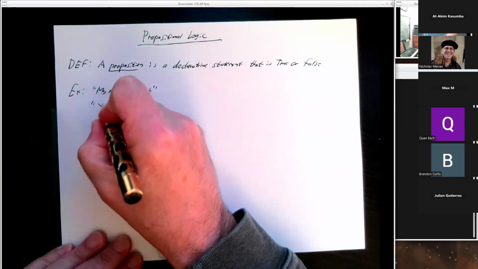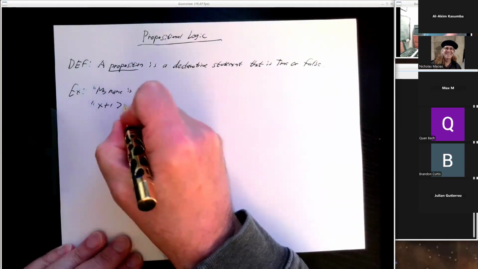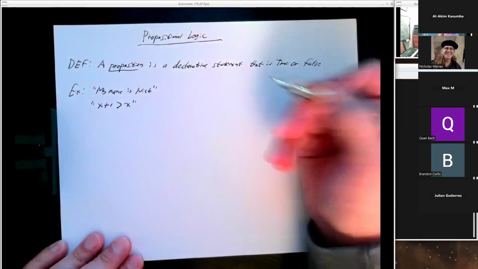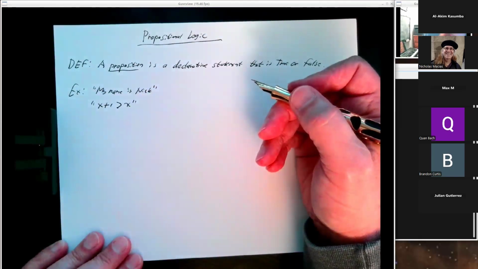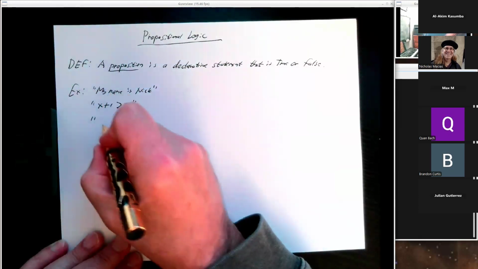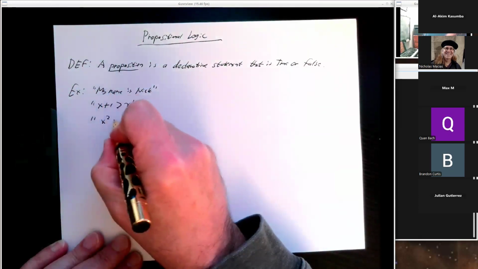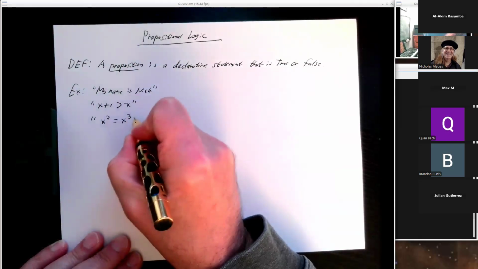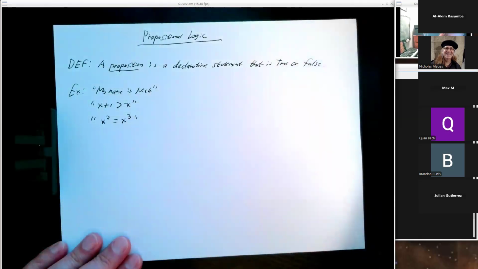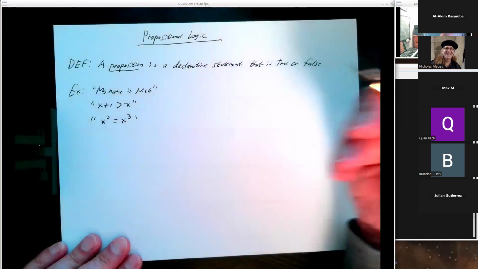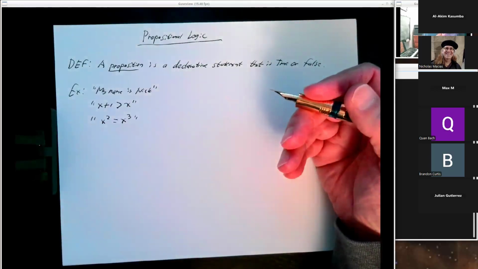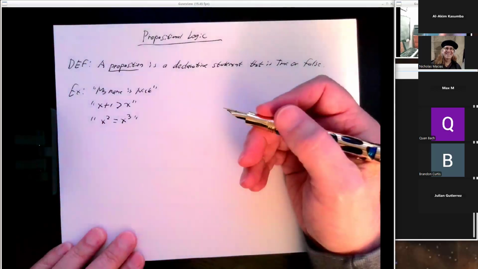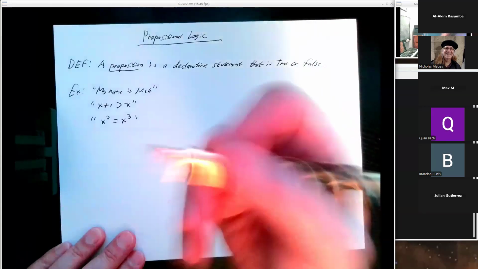X plus 1 is bigger than X. That's a proposition. X squared equals X cubed. That's a proposition. It may not be true. It's true if X is 1 or 0, but it's not true if X is equal to 2. So these are declarations.